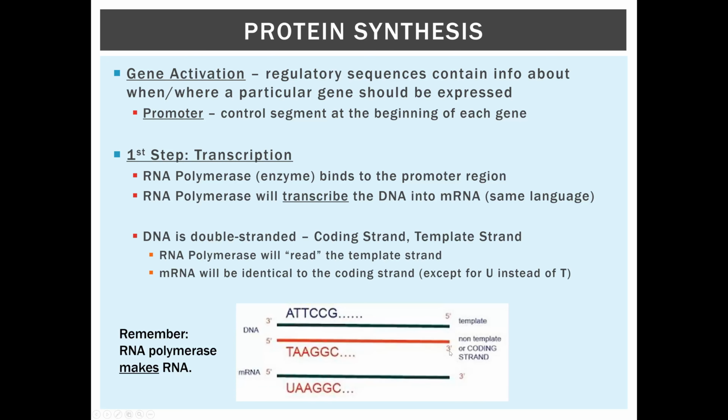So DNA is double-stranded, as we've mentioned before. So when it comes to genes, there is always one strand called the coding strand and one strand called the template strand. And RNA polymerase will read the template strand to make the mRNA. So the mRNA ends up being identical to the coding strand, except remember that mRNA has U's, uracil, whereas DNA has T's, thymines. Otherwise, the mRNA is identical to the coding strand of DNA, and it's made by reading the template strand.